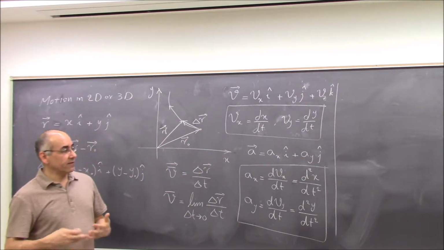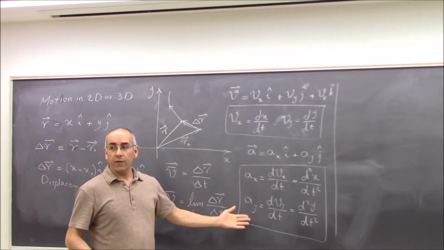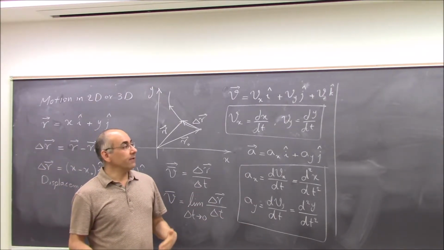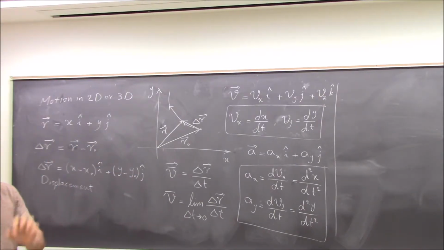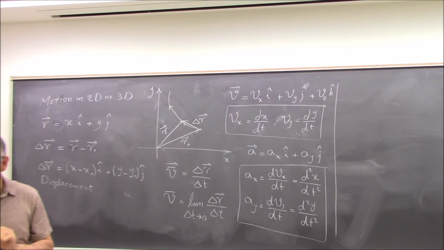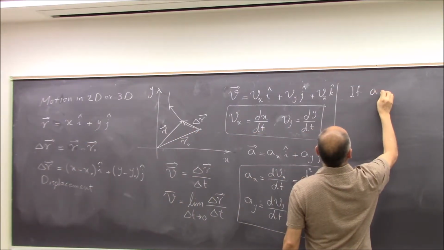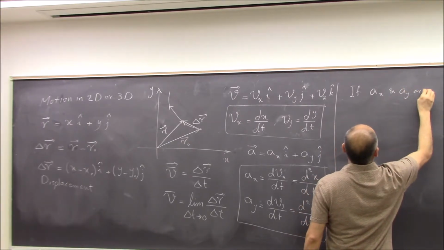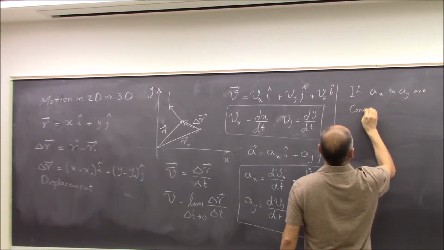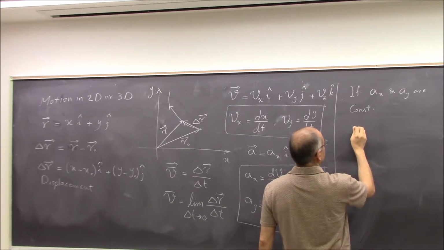So if the acceleration is constant, if acceleration in the x direction or y direction is constant, then we do the same thing as we did for 1 dimension. We can write all those kinematics formulas that were for constant acceleration. So if ax and ay are constant, we can write all those formulas for constant acceleration we had.